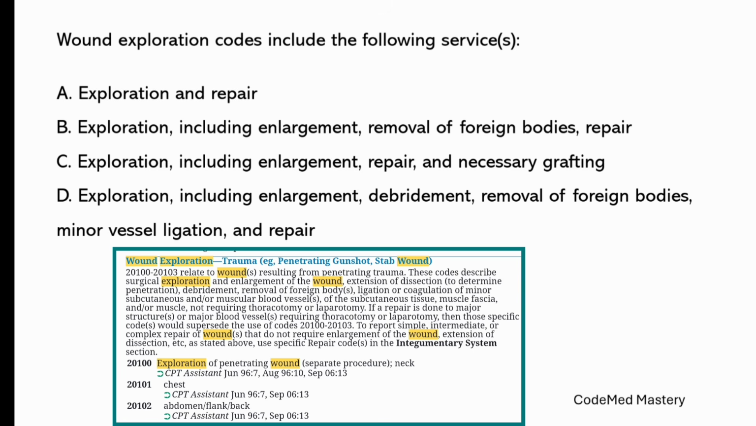Therefore, the right answer is option D. Because these guidelines state that the following components are part of the code's description, that is surgical exploration, enlargement of wound, extension of dissection, debridement, removal of foreign bodies, ligation or coagulation of minor subcutaneous or muscular blood vessels.